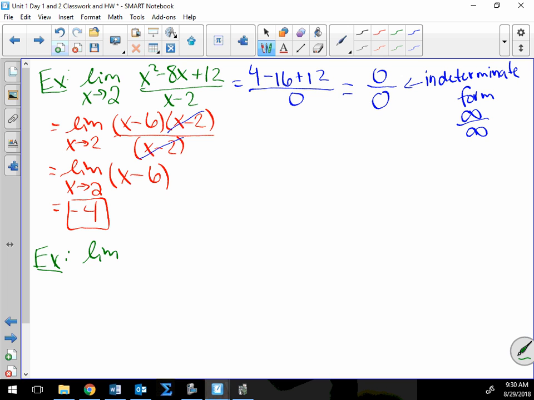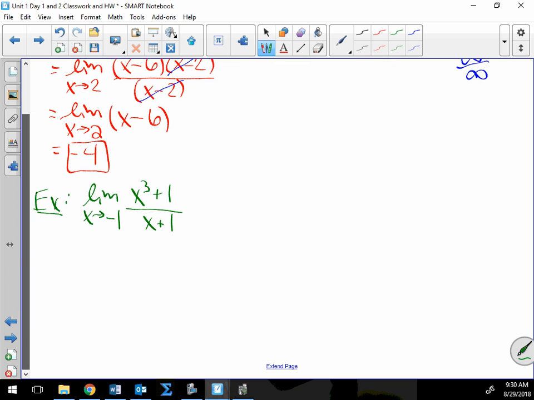So the limit as x approaches -1 of x cubed plus 1 over x plus 1. Again, we're always going to try direct substitution first. And please try it, because sometimes you'll get a crazy looking problem and think you have to factor it, but really you could have just done direct substitution and saved yourself a lot of time. When we try direct substitution, I put in -1, I get -1 plus 1 on top and -1 plus 1 on the bottom. Whoops, that's 0 over 0. No good. So let's try factoring.